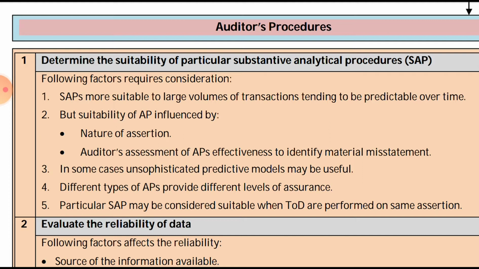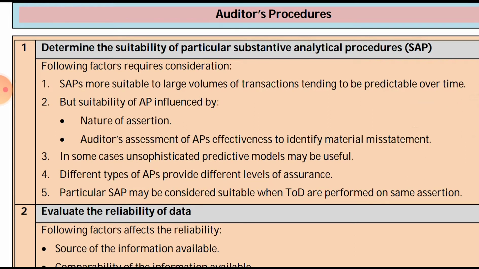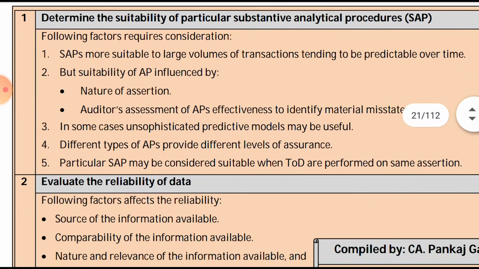The second point is that suitability is influenced by the nature of the assertions and the auditor's assessment of the analytical procedure's effectiveness to identify material misstatement. Third, in some cases an unsophisticated predictive model may be useful. It is also a factor to determine the suitability of the particular substantive analytical procedure. Different types of analytical procedure provide different levels of assurance.